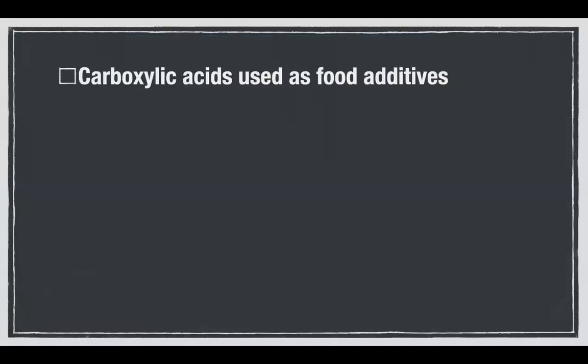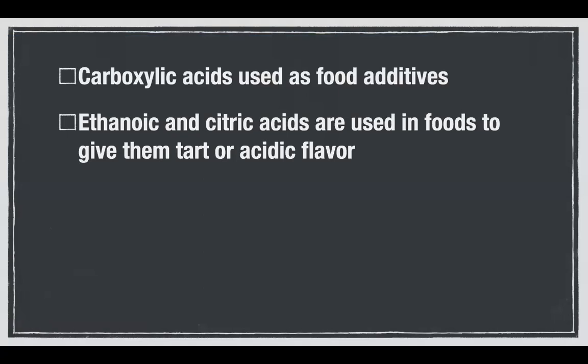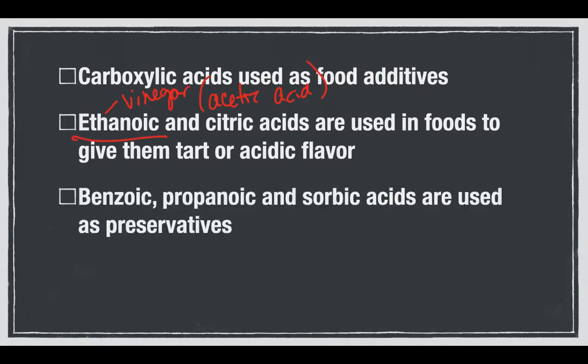Carboxylic acids are also used as food additives. Ethanoic and citric acids. Ethanoic, remember, is vinegar. That's the IUPAC name for acetic acid. And citric acids are used in foods to give them a tart or acidic sour flavor. Benzoic, propanoic, and sorbic acids are used as preservatives. So a preservative is a chemical that's going to extend the shelf life of a food product.